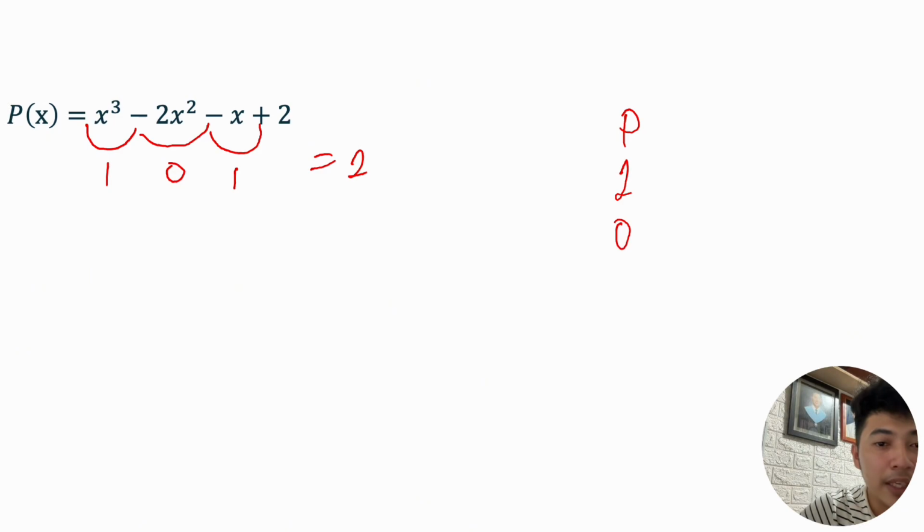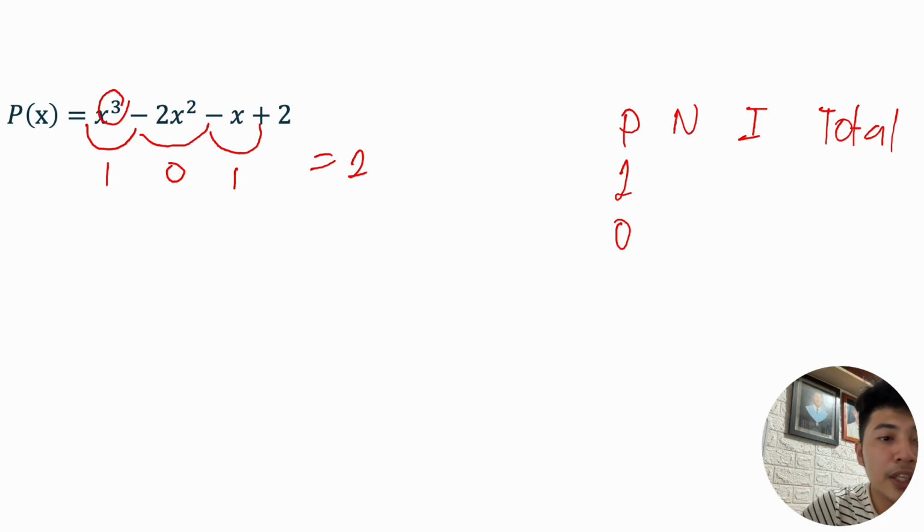Now, paano naman natin kinukuha yung maximum number of negative real roots and imaginary? So, tandaan, the total number of roots of a given polynomial always depends on the degree of the polynomial. So, if the degree of the polynomial is equal to 3, therefore, the total number of roots is equal to 3.